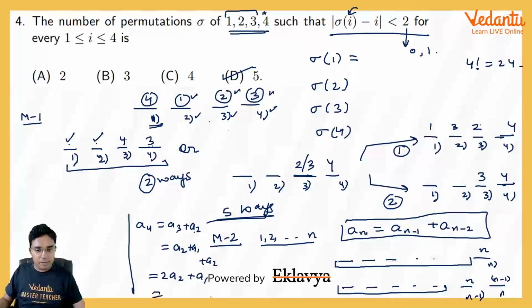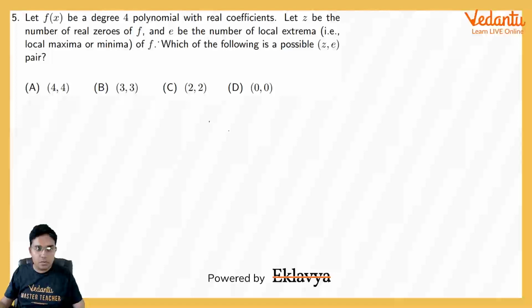A1 is nothing but 1 only, because if you are having only just one number with this condition, only one case, and A2 will be 2. So 2 into 2 plus 1. You can check that our calculation here was also on the similar lines. So answer is 5 for this question. Okay. Now coming to next question, that is question number 5.